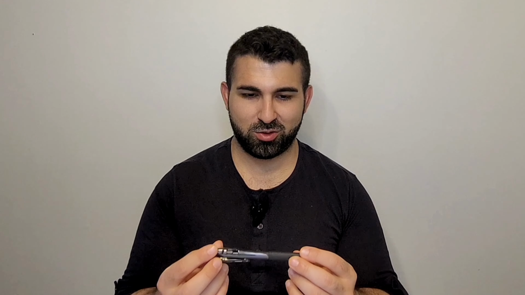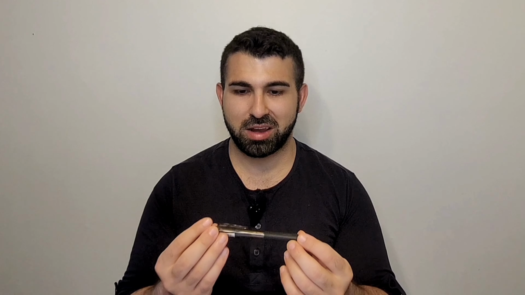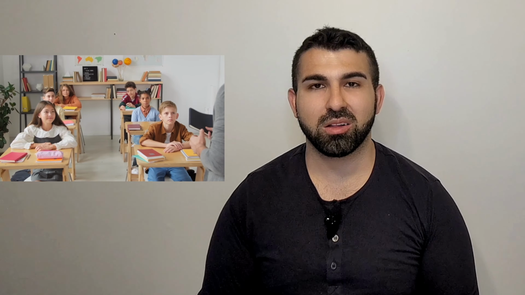Take a look at this pen. Pen is a noun because it is a thing. Can you think of any other nouns? How about apple? Apple is also a thing, so it is also a noun. Look at those students over there. Do you see them? Students is a noun as well because it refers to a group of people.